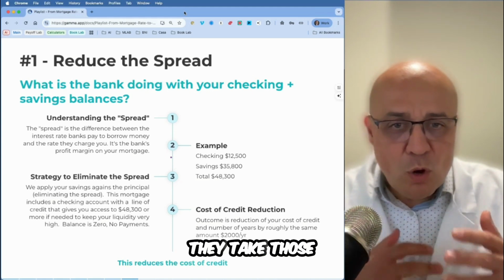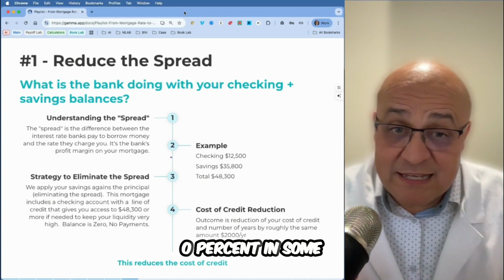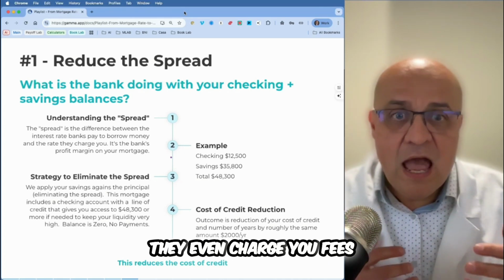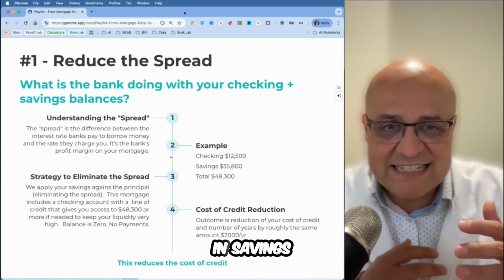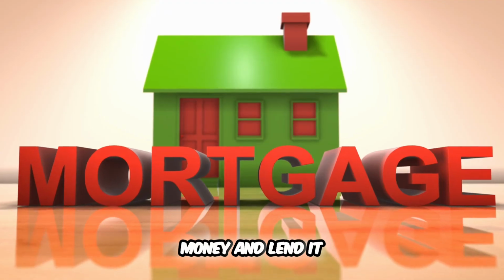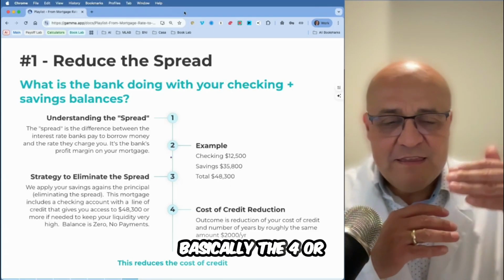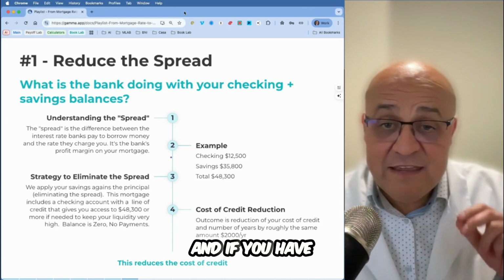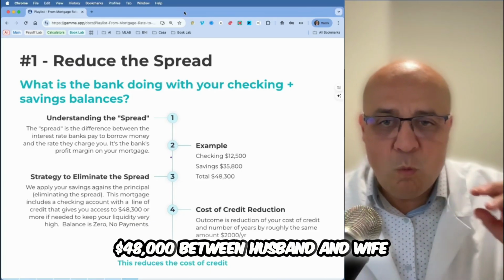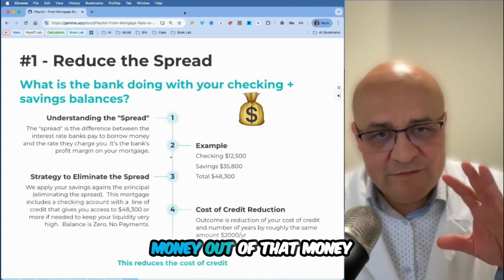They take those balances and they pay you how much? 0% in some checking accounts. They even charge you fees, and they get that money, or sometimes 1% in savings, and they take that money and lend it on mortgages, making 4 to 5%. So the spread is basically the 4 or 5% less the 1%. Let's call it 4%. And if you have, for example, in this example, $48,000 between husband and wife, between checking and savings, the bank is making money out of that money.